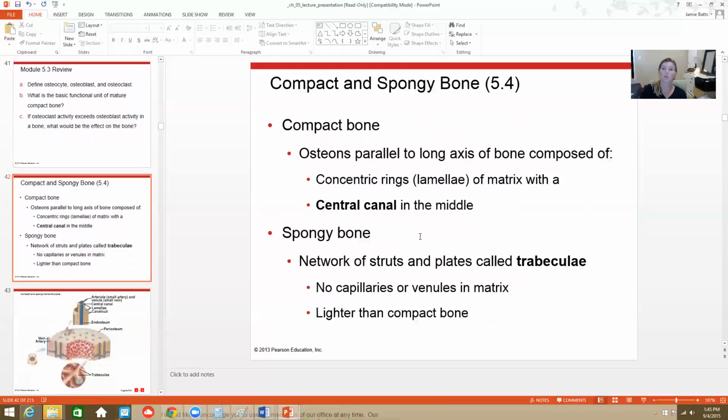Let's talk about the difference between compact and spongy bone. Compact bone is made of those osteons that we just talked about with that central canal. Spongy bone does not look like that. Spongy bone does not look like a tree trunk.